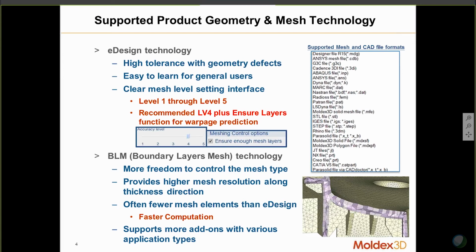It often obtains fewer element counts than eDesign mesh, which means the CPU time needed for simulation is shorter than the one for the eDesign model. It's also recommended for the simulation for most of the add-on modules in Moldex 3D. The detailed explanation will be introduced in the next page.